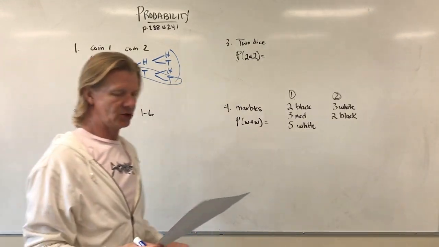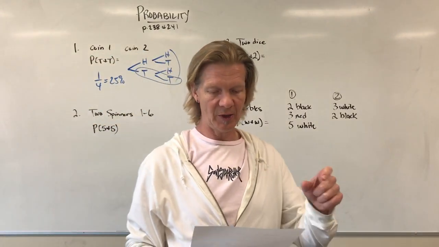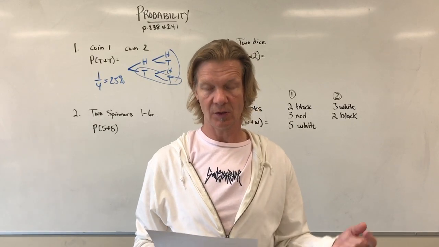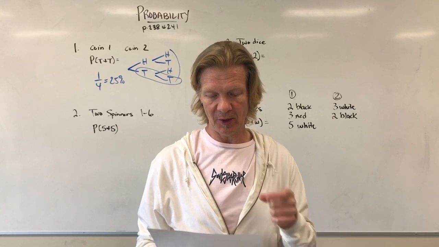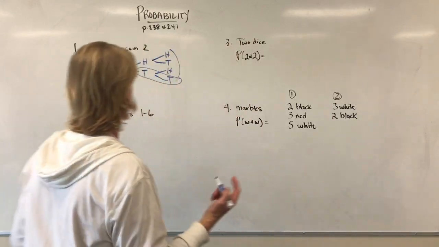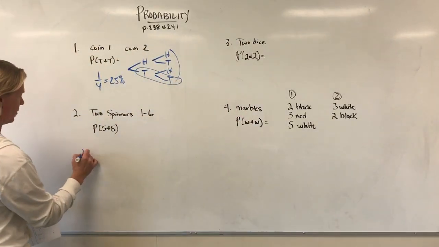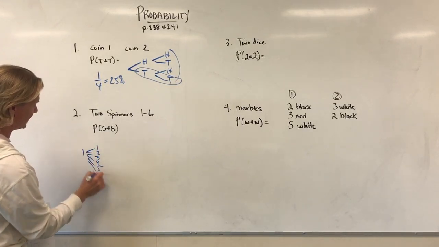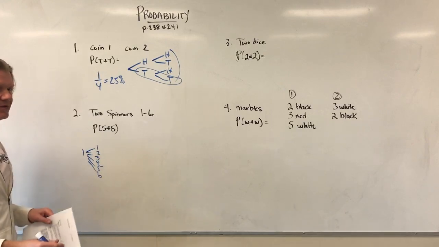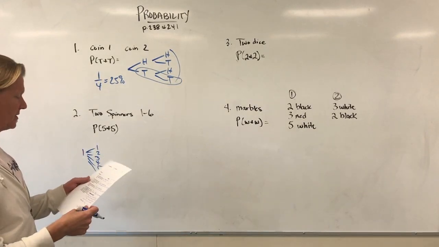Now number 2, I'm going to take a shortcut, because I could do that. Two spinners, each numbered 1 to 6. So it's like rolling dice, exactly the same as rolling dice. If both are spun, what's the probability of 5 and 5? You could list all of the outcomes: a 1 and then 1, 2, 3, 4, 5, 6, and then a 2 and 1, 2, 3, 4, 5, 6. You could list all 36 outcomes.